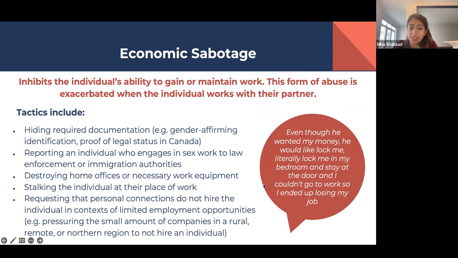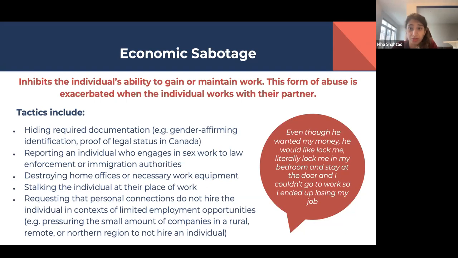Moving on to economic sabotage, this means that a perpetrator tries to prevent an individual from gaining or maintaining work. So this includes economic, employment, or education sabotage. Things like this include hiding required documents that you might need, like proof of legal status, hiding your CRA documents or your bank account statements, reporting somebody who engages in sex work to law enforcement or immigration authorities when they might be needing some of that money to pay off, again, these bills that the perpetrator is refusing to pay.